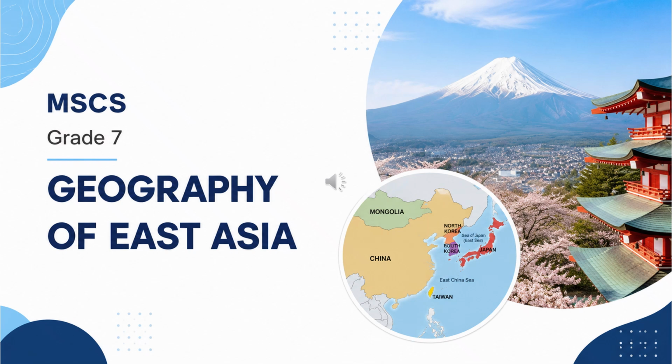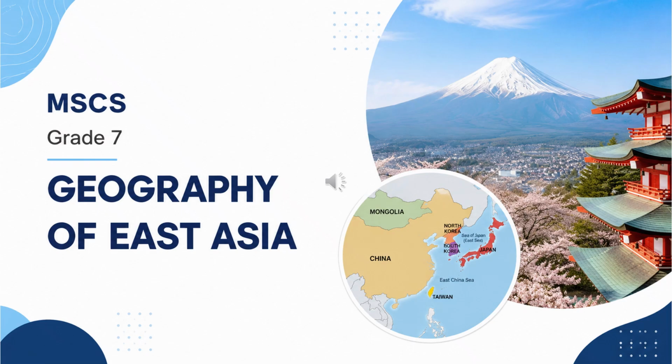Hello everyone. Today we are going to discuss Grade 7 MSCS Term 1 Unit 3: East Asia. Throughout this year, we are going to learn about different regions of Asia. In Term 1, we will focus on East Asia, and then in Term 2, we will move to the South Asian region, and finally in Term 3, we will learn about Central Asia.